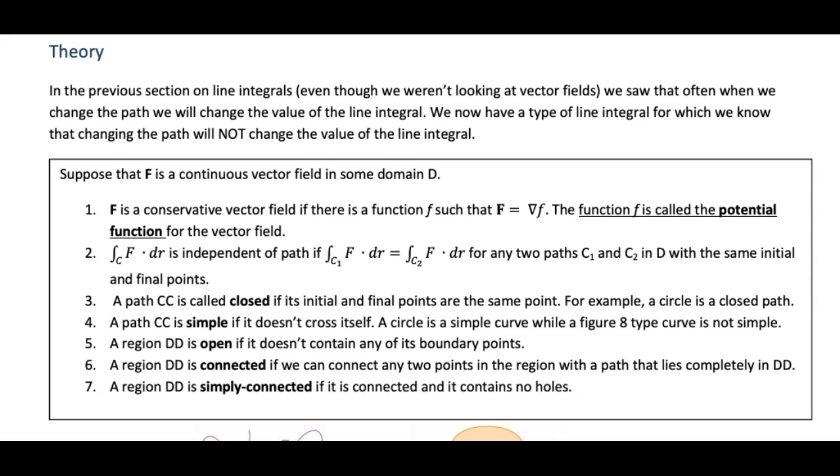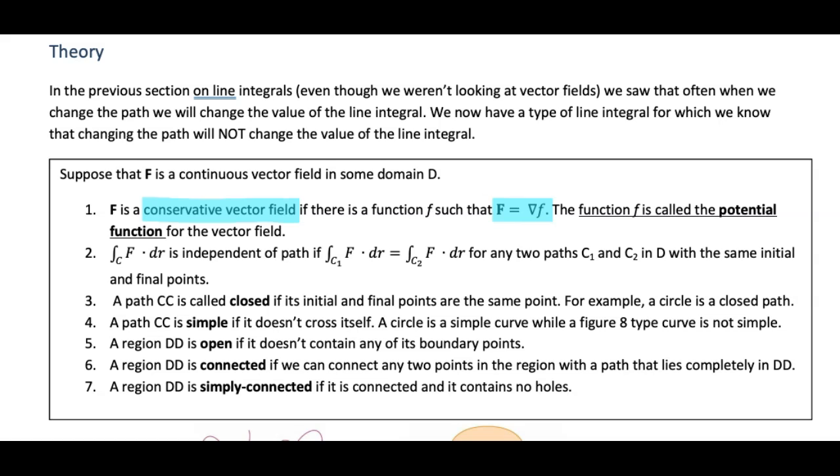So now let's just talk about a few definitions. If F is a continuous vector field in some domain D, then we have this definition of a conservative vector field. We brought this up in the last section, but now we're really going to talk about it. We said that a vector field is conservative if there exists a function f such that F is equal to the gradient of f. This function is called a potential function of the vector field.